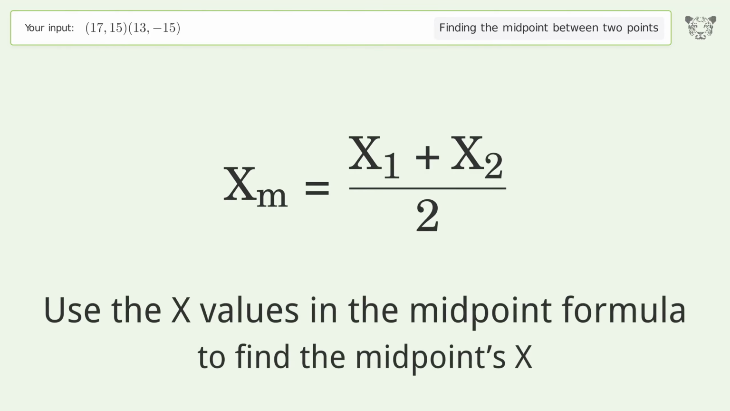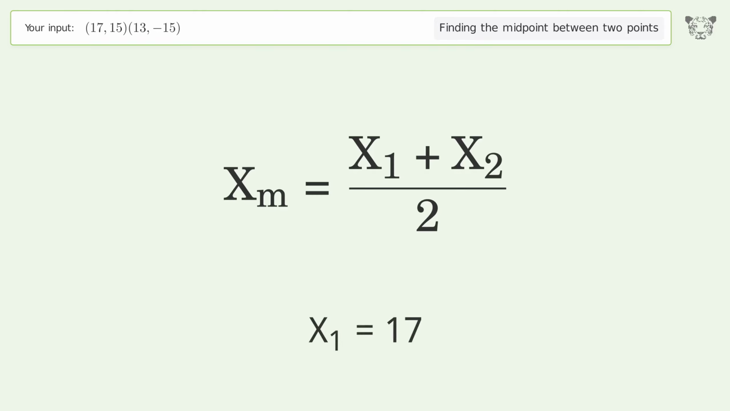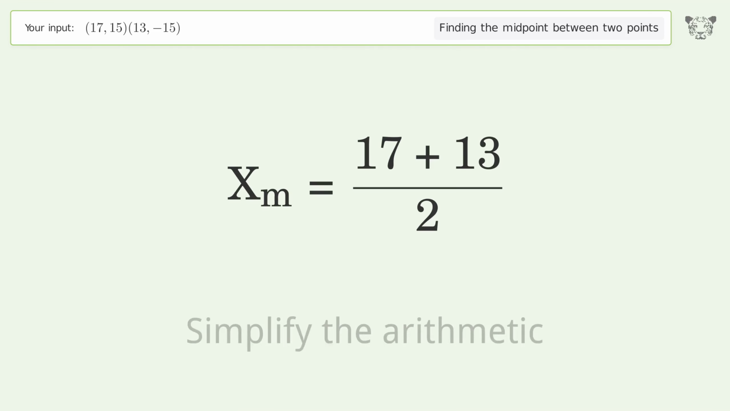Use the x values in the midpoint formula to find the midpoint's x. x1 equals 17. x2 equals 13. Simplify the arithmetic.